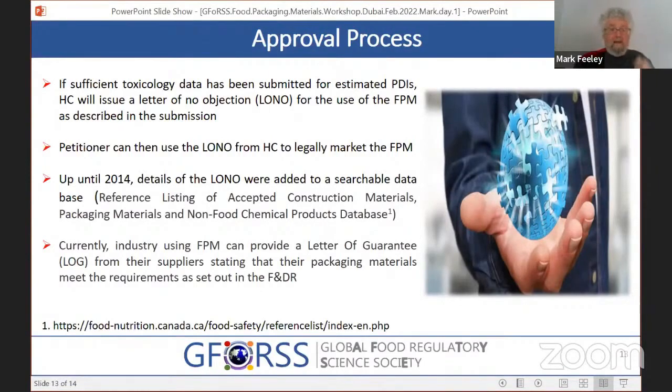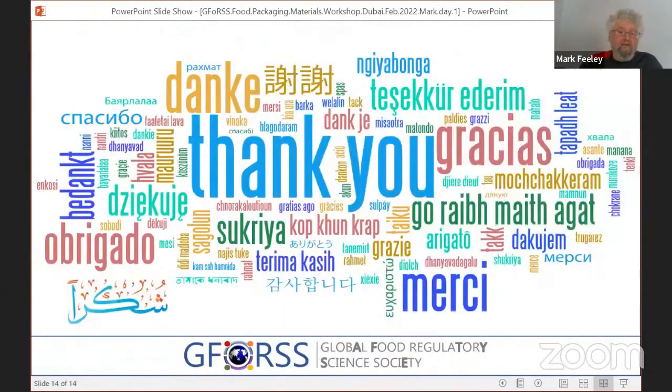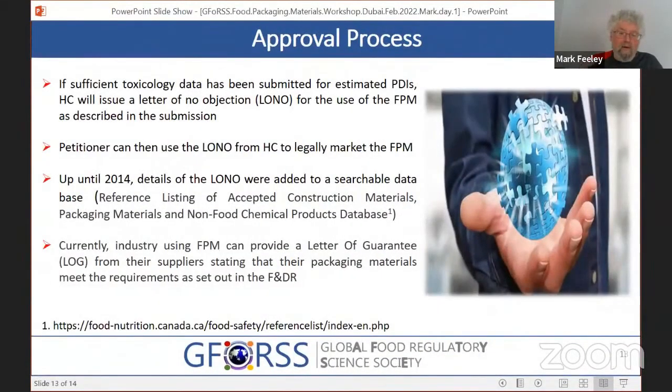In addition to the reference list for all materials that can be used in food packaging material, Health Canada also provides a list of acceptable polymers, and these polymers are broken down to every single polymeric site. If you are attempting to market a particular packaging material, you can look at the list of acceptable polymers. If your polymer comes up on that list, you can then look at the list of acceptable packaging materials and non-food chemicals to see whether that can be added to the particular polymer.